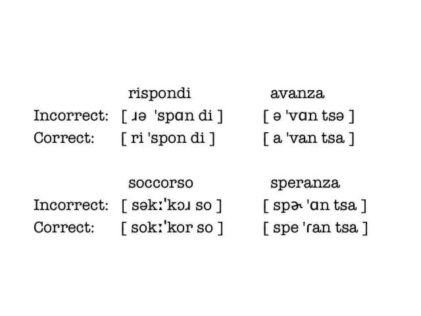There are a number of other examples in Che farò as well. Some words that spring to mind are rispondi, avanza, soccorso, and speranza. They tend to get pronounced with schwas. When you look at these words, keep in mind the 7 Italian vowels. That will help you get the correct pronunciations, which are rispondi instead of rispondi, avanza instead of avanza, soccorso instead of soccorso, and speranza instead of speranza.